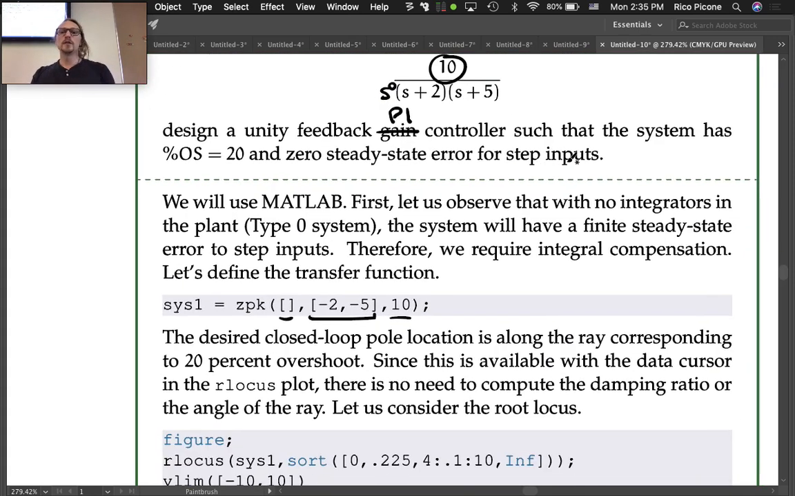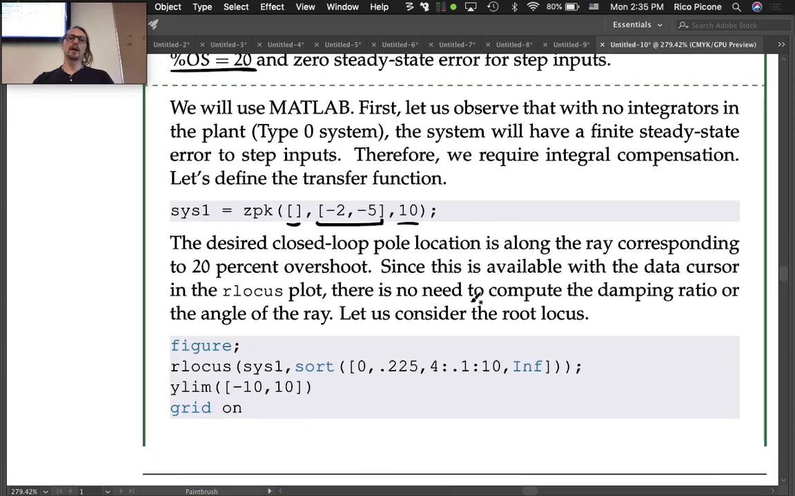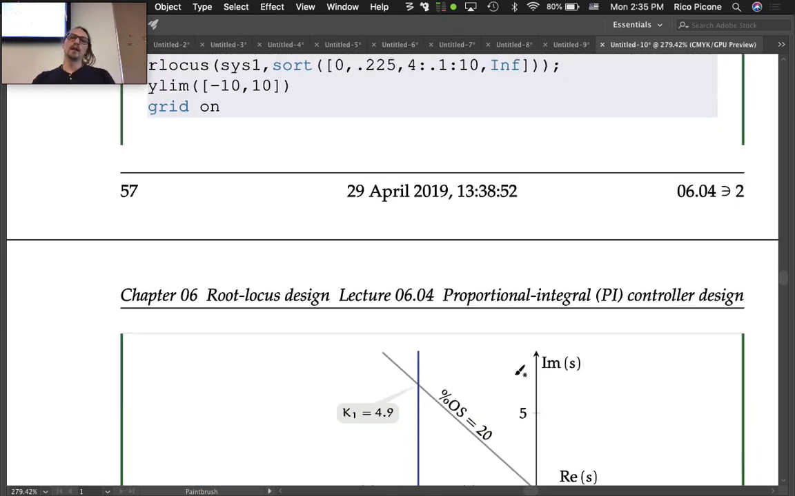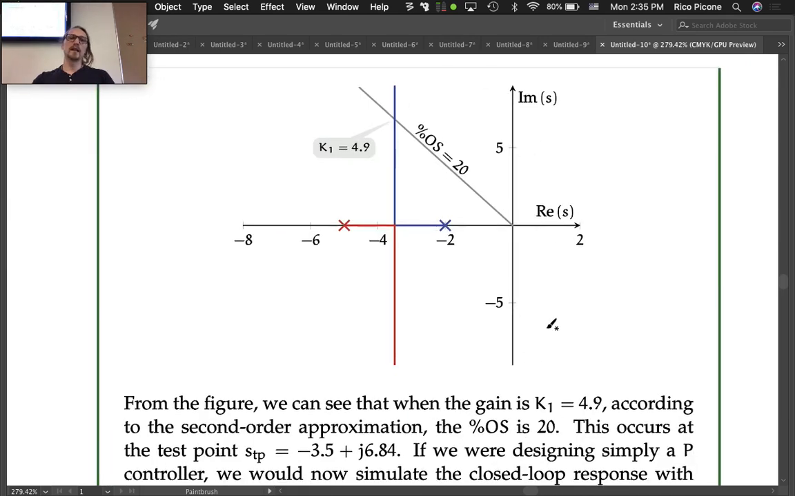The desired closed loop pole location is along the ray corresponding to 20% overshoot, right? That was one of the requirements that we had here, 20% overshoot. Since this is available with the data cursor in our locus plot, there is no need to compute the damping ratio or the angle of the ray. Let us consider the root locus. So it looks like this. And this is the 20% overshoot ray, starting at the origin, going outward.